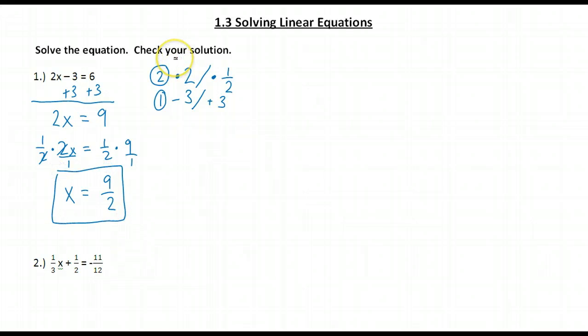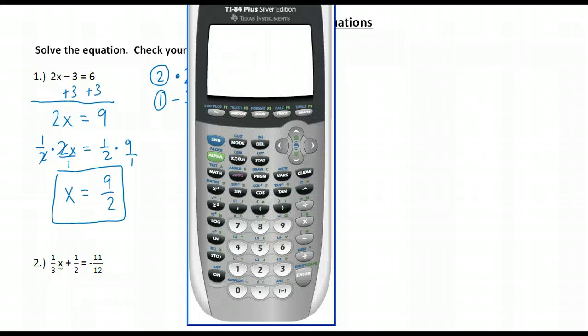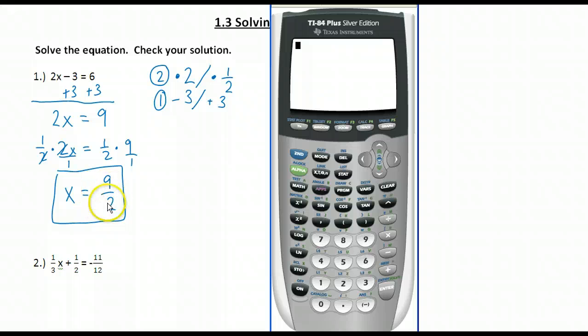To check my solution, I'm going to take my calculator and plug x in. 2 times 9/2 minus 3. I do get 6, so 9/2 is my answer.